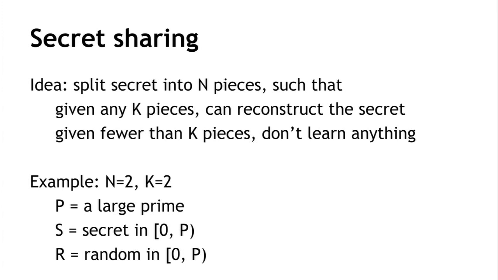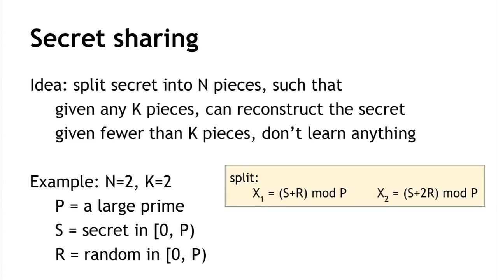Then we're going to generate a random value r secretly, which is also within the range between 0 and p minus 1. Now we're going to split our secret into two pieces, x1 and x2. Piece x1 is going to be s plus r modulo p. Remember that modulo is the operation that's sometimes written with the percent sign in programming languages. It just means take this value s plus r and divide it by p and keep the remainder when we do that division. That's s plus r modulo p. So that'll be x1, our first share. And the other share, x2, is going to be s plus 2r modulo p.